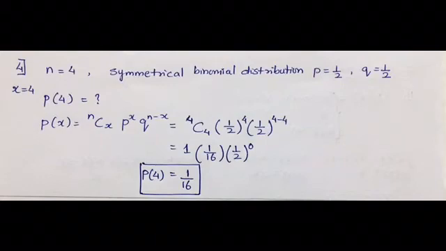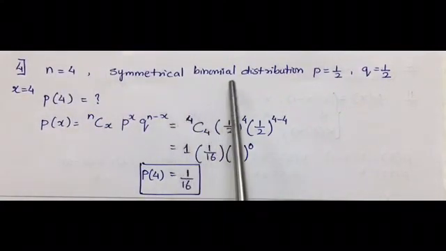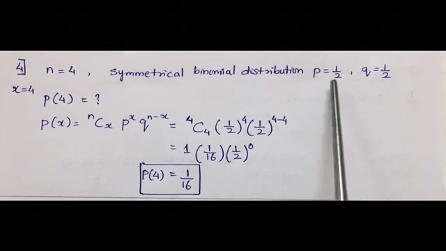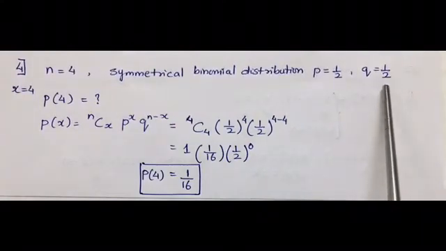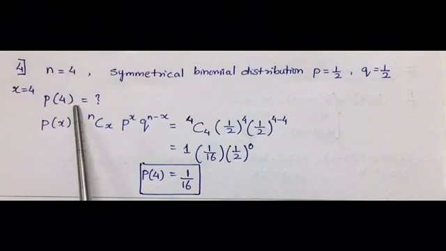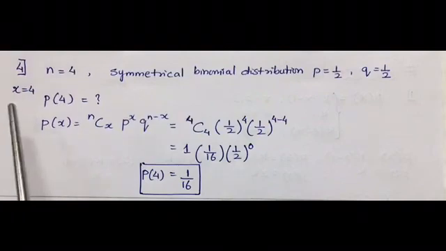Fourth example of section C is given as if n is equal to 4 for a symmetrical binomial distribution, then find P of 4. Now n value is given as 4. The distribution is symmetrical. Therefore, the probability of success, that is P, will be equal to half. If P is equal to half, Q will be also equal to half. Now we need to calculate for P of 4 the probability when x takes the value 4. So here the value of x will become 4.